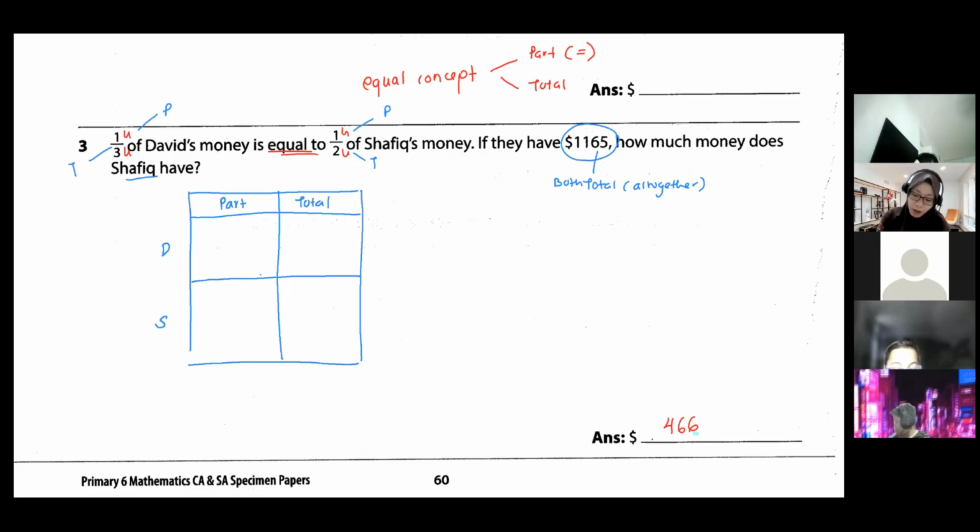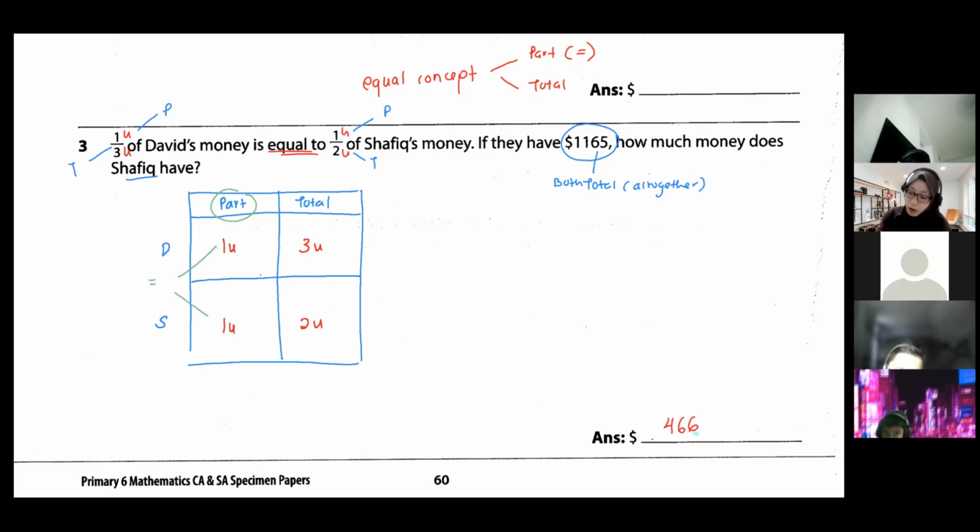Okay, so we fill up. David part is 1 unit. David total is 3 units. Shafiq part is 1 unit. Shafiq total is 2 units. You need to focus on the part. So you look at the part, this and this must be the same. Are they already the same? Yes, which means nothing happened to them because it's already the same.